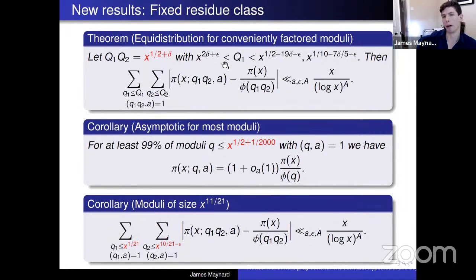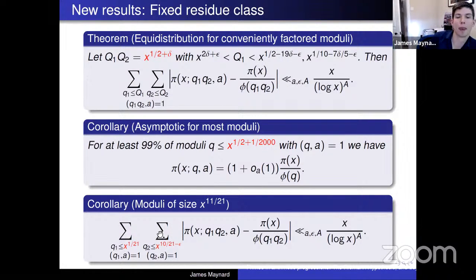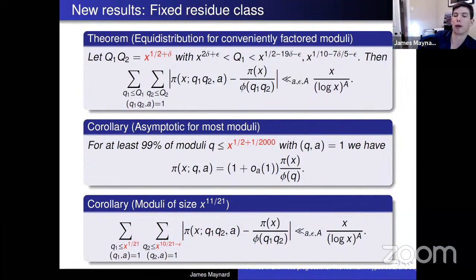And one technical consequence of this is that we can get explicit Bombieri-Vinogradov type results when you have moduli that have some factor which is of size about x to 1 over 21, and these can go quantitatively a moderate amount beyond x to 1/2. They can go up to moduli of size x to the 11 over 21. So this is some sort of explicit estimate for being able to go a moderate distance beyond this square root of x range.